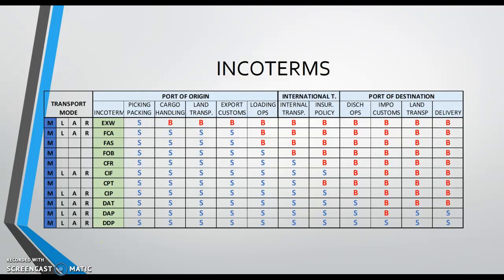We have EXW, Ex Works, which is where the buyer takes the cargo from the factory or the warehouse of the seller. We have the S for seller and the B's are for buyer. And we have different phases: port of origin, international transportation, and port of destination.